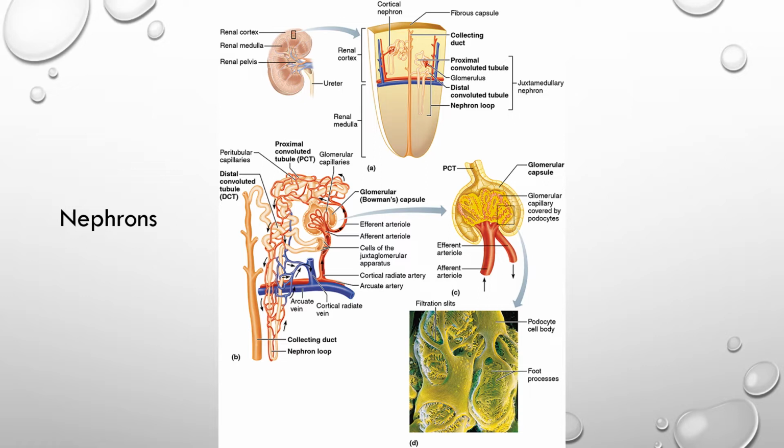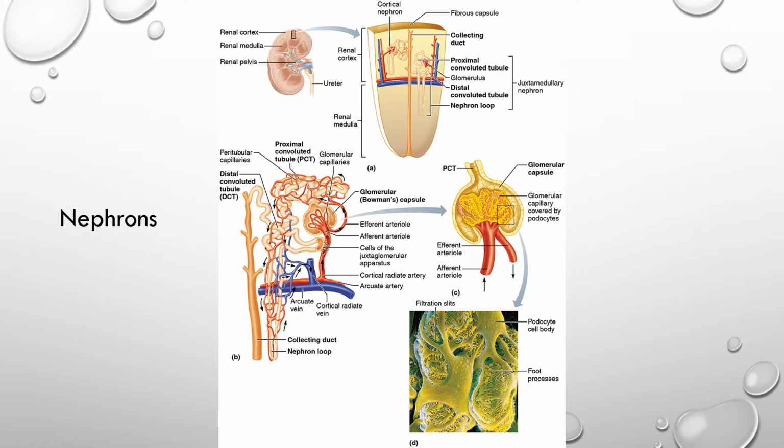Which is a knot of coiled capillaries in the kidneys and forms filtrate, which we'll talk about here in a couple slides. The portion of the renal corpuscle is called a glomerular capsule or Bowman's capsule. The inner visceral layer of the capsule is made up of highly modified octopus-like cells called podocytes, which is what you're seeing again in D.